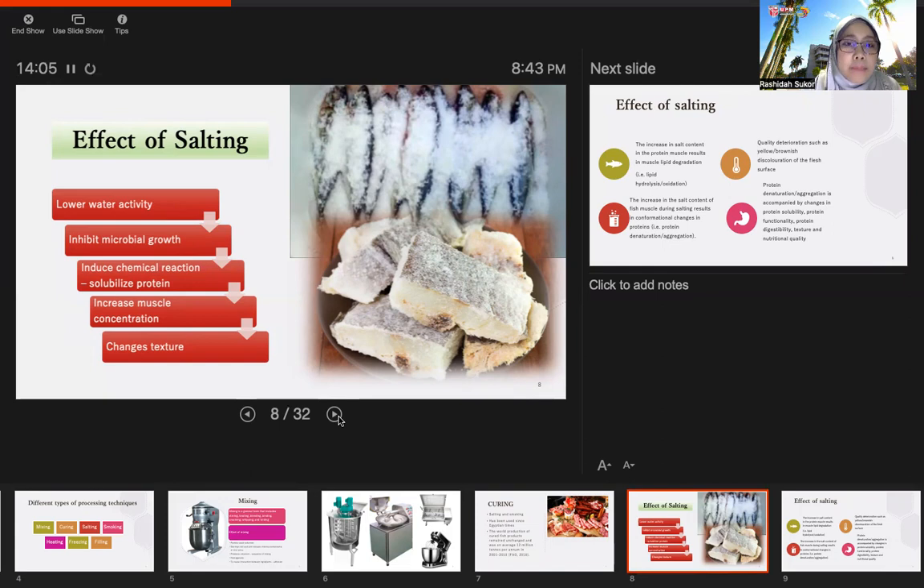So, the effect of salting. What happens if we add salt to the product? One is that the product will have low water activity. I think you have learned this in the first few classes where we talked about the importance of water and water interactions in food. When we say water activity, what does it mean? It is the partial pressure of the water in the food ingredients. So this is like free water versus bound water. So when we have lower water activity, what is the positive effect?